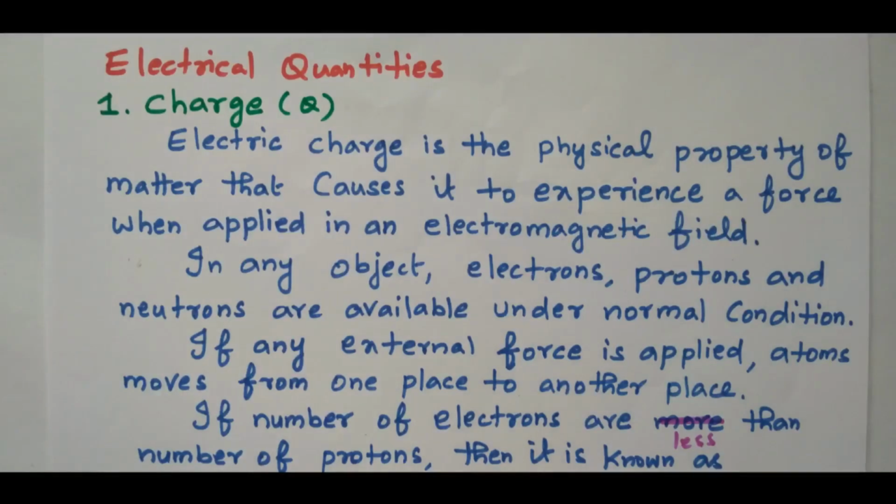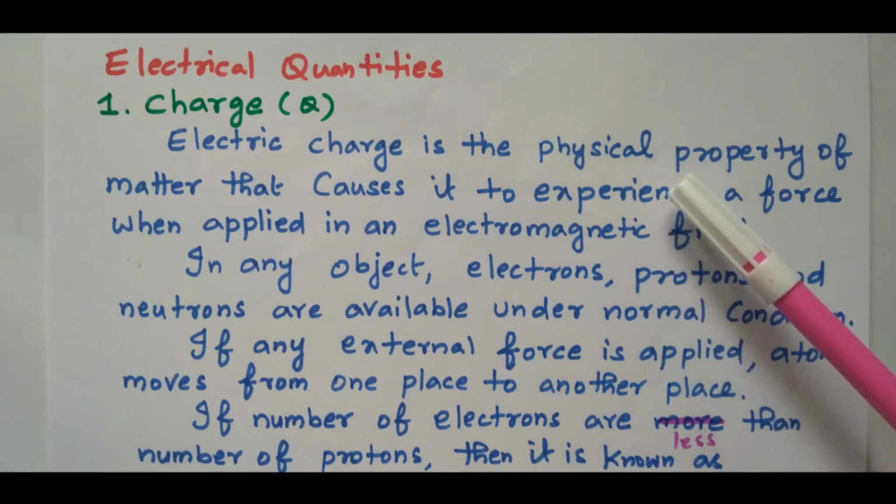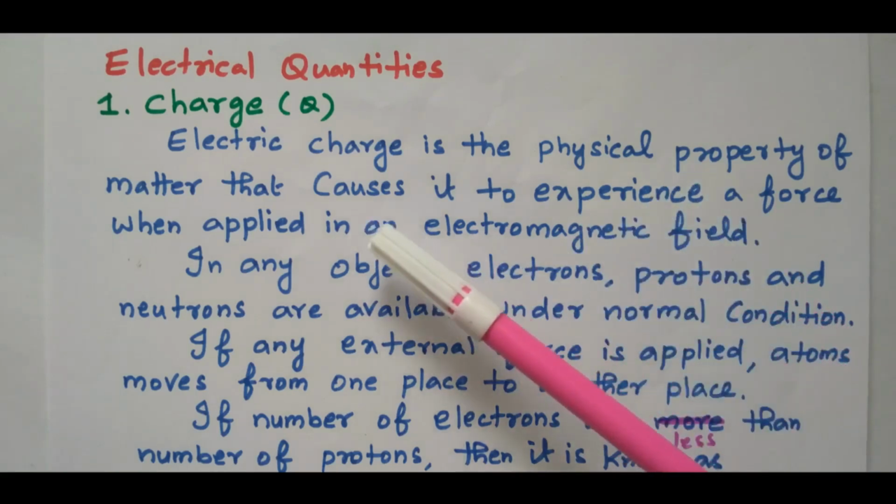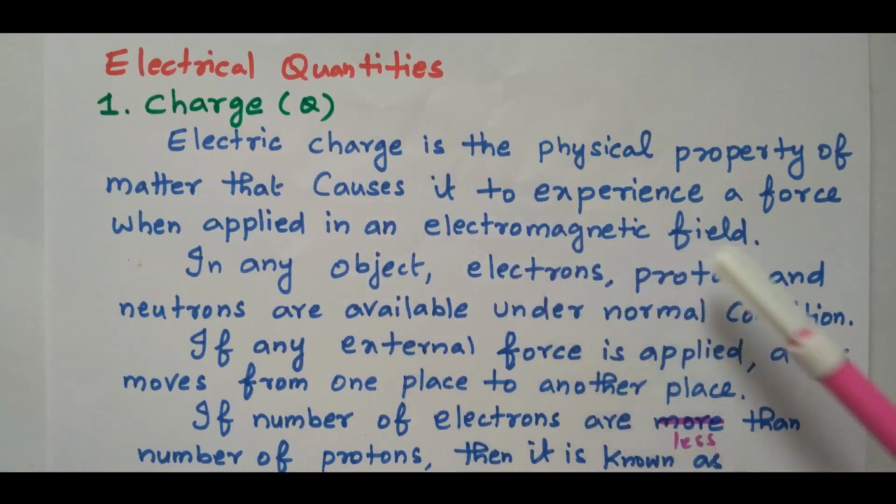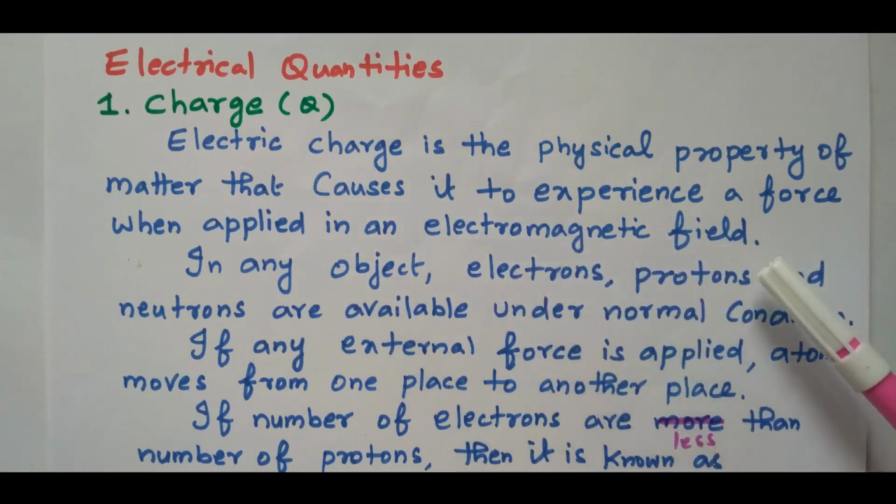Welcome viewers, in this video we'll see the basic electrical quantities. First we'll see the charge. The charge is nothing but a physical property of the matter that causes it to produce a force when an electromagnetic field is applied. So it is a property. Charge is nothing but a property of the matter. When an electromagnetic field is applied, it experiences a force.